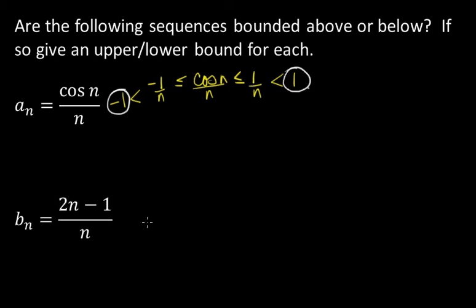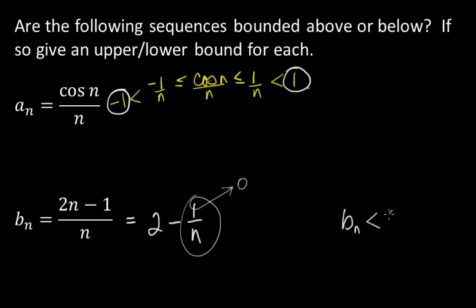And b sub n, we could rewrite that. We only have one term in the denominator, so it would be helpful to write this as 2n over n, which is 2 minus 1 over n. And then we can see the bound better, can't we? We know that 1 over n goes to 0 as n goes to infinity, so this b sub n is never equal to 2. It's always less than 2. So I could say b sub n is less than 2. 2 is an upper bound.